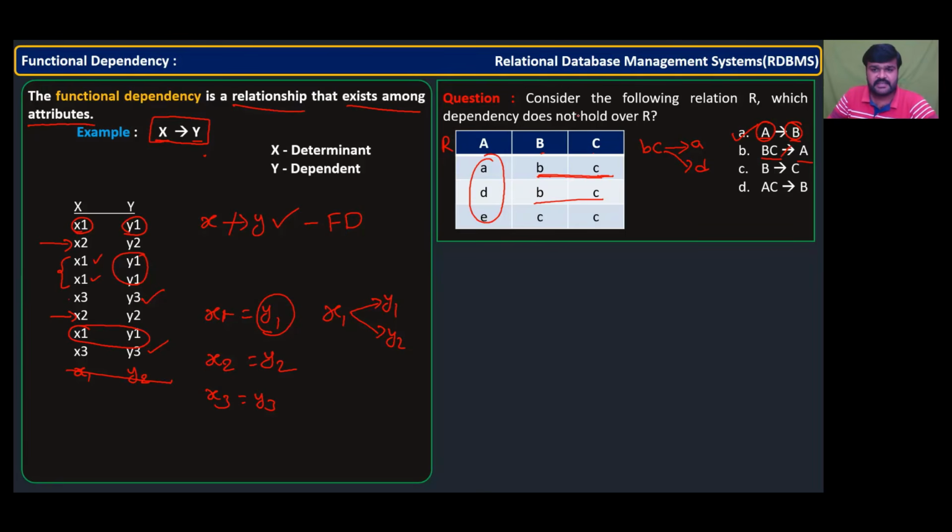So in that way, he is asking which dependency does not hold over R. Yes, this is not at all valid actually. Maybe the answer is B, you can say. Okay, let us check the others also.